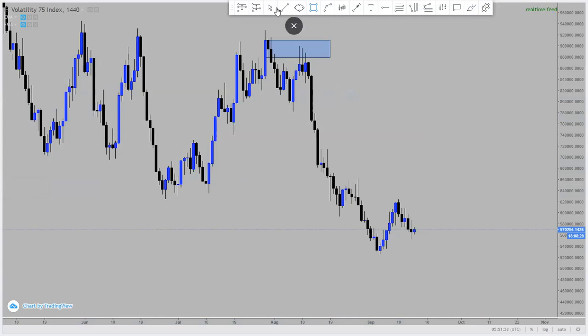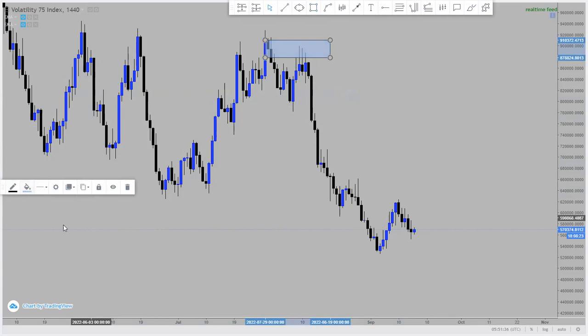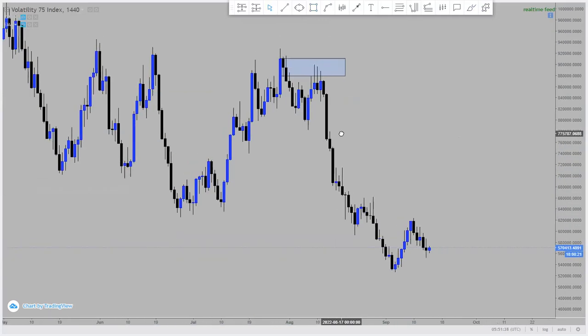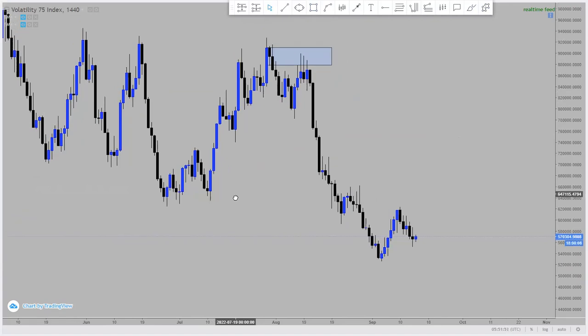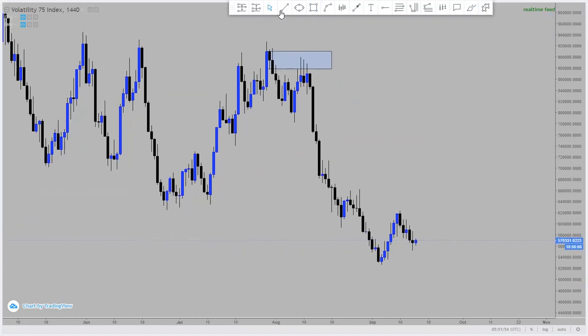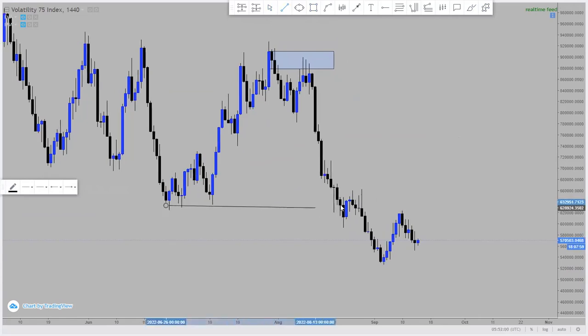Let me see what I'm looking at here. Right, so after testing this OB, check what happened. It went all the way to this swing low here.